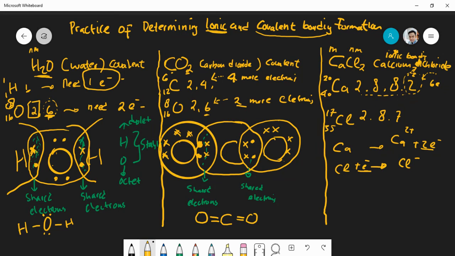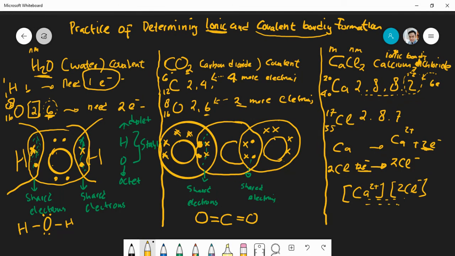That's why it's CaCl2. Why do we need 2 chlorine? Because each chlorine accepts 1 electron from the calcium, so we need 2 chlorine. What will happen here is you have 2 chlorine and 2 electrons and then 2 Cl minus. So the bonding will be, of course, between the Ca2 plus ion and 2 Cl minus. So you go Ca2 plus and then 2 Cl minus. So this is the bonding.